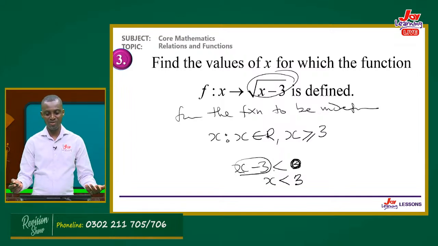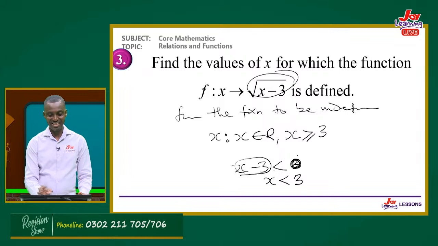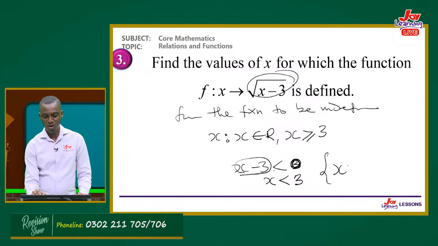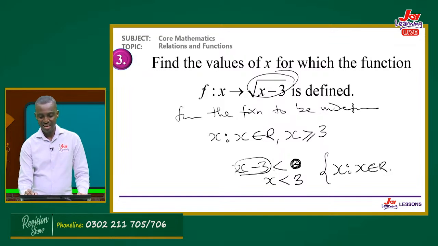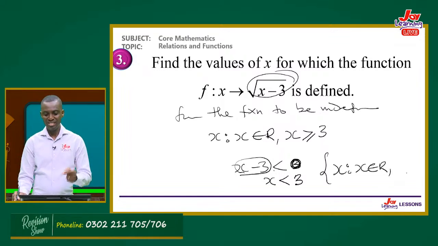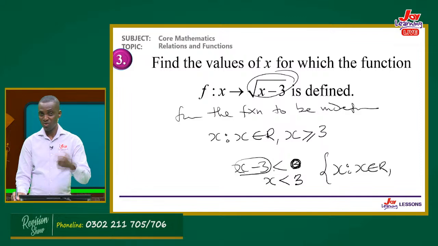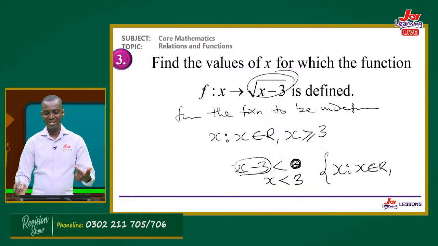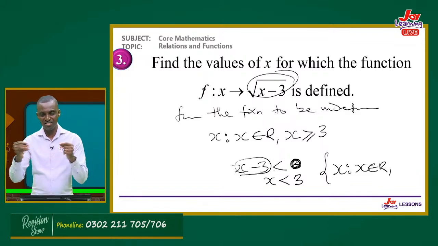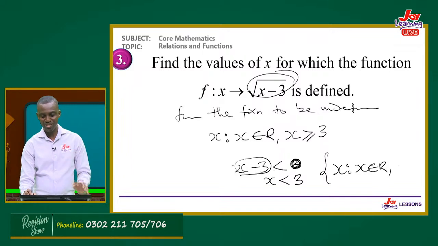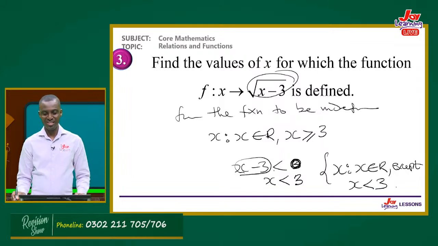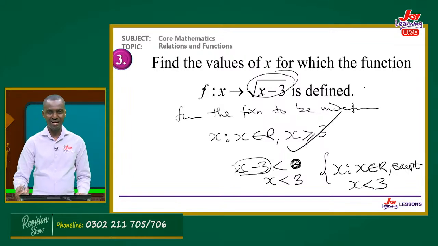Now let's state our domain. So like he said, it's going to be all real numbers. Then if we say X is less than 3, then we say undefined. But then all real numbers with the exception of, so we can say except S is less than 3, which makes his answer.